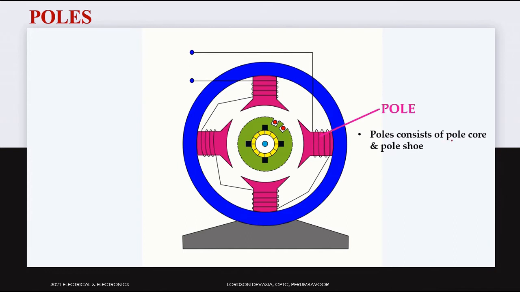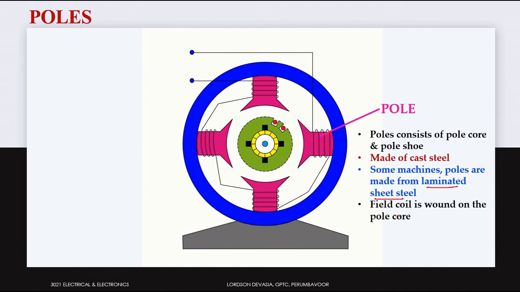The poles consist of pole core and pole shoe. This is the pole core, and the end portions are known as pole shoe, and it is made of cast steel. In some machines, the poles are made from laminated steel. Then you can see a winding on the outside of it. That is, the field coil is wound on the pole core.